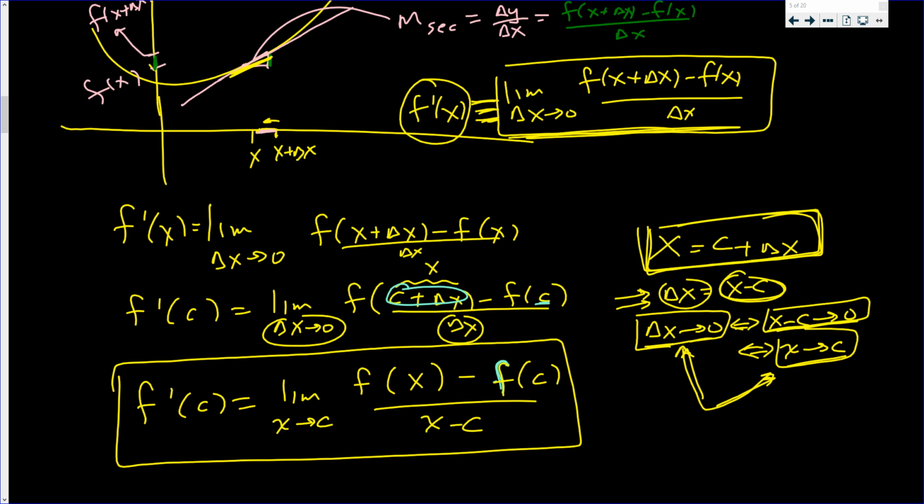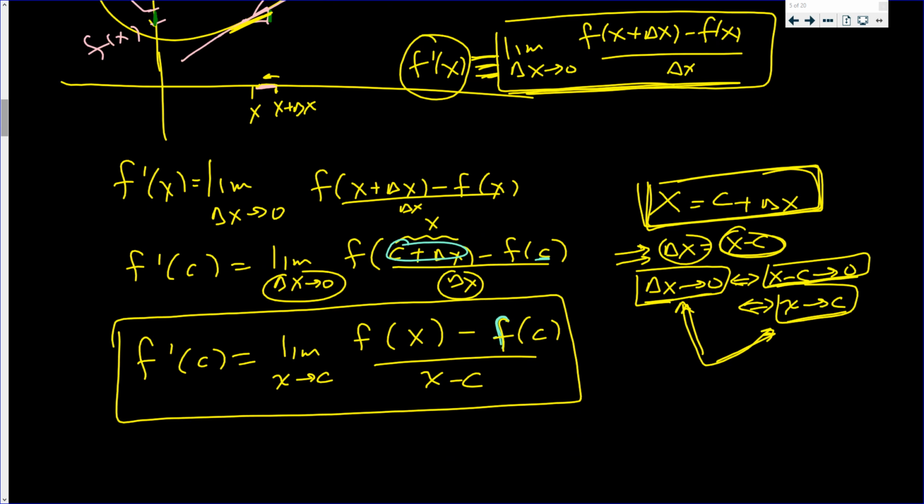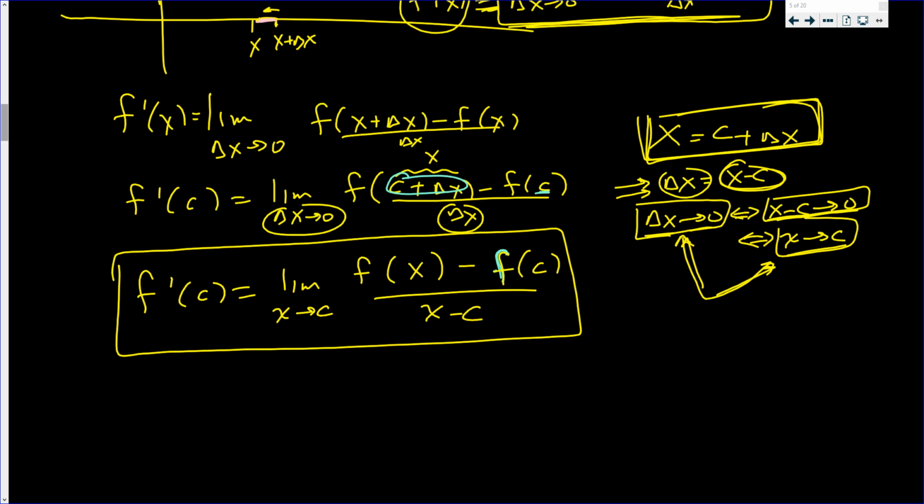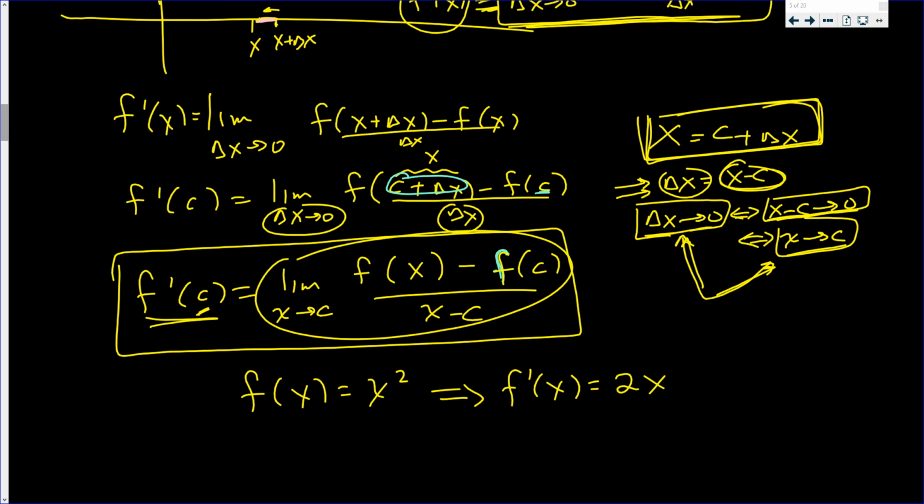Now, this does not give you the derivative function. In other words, f of x equaling x squared, that implies, we didn't prove it yet, but that means f prime of x is equal to 2x. That's not an x. That's some value. Okay? This formula here will tell you that f prime of c equals 2c. So if you plug in 3, it's 2 times 3.